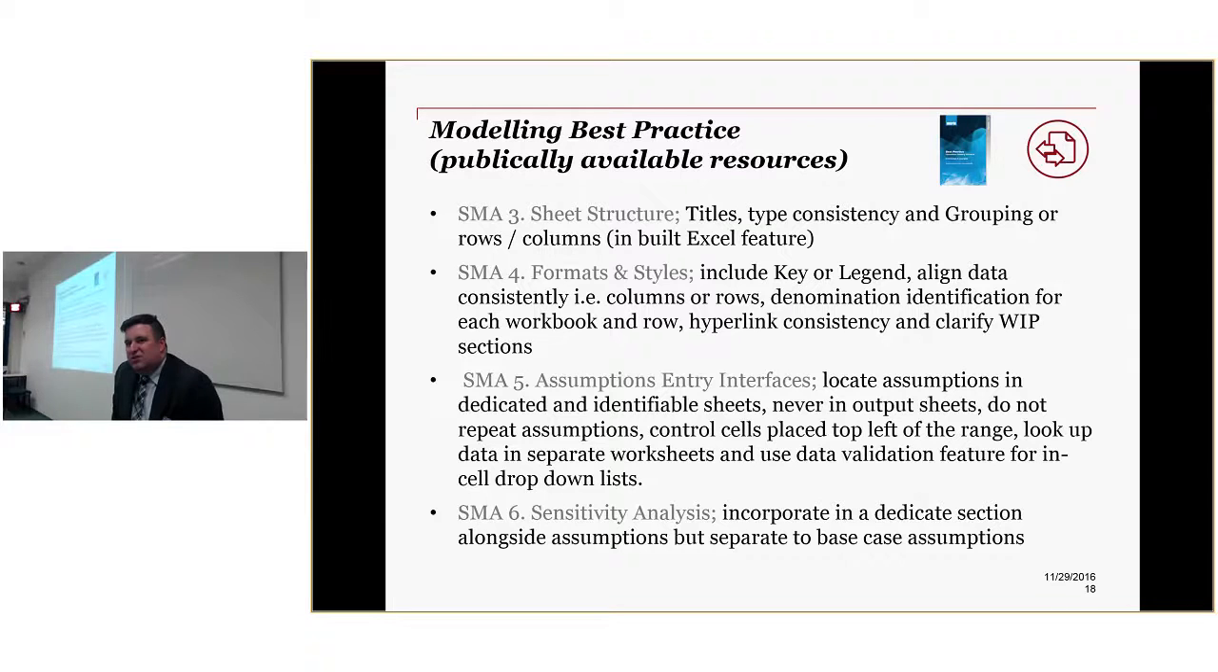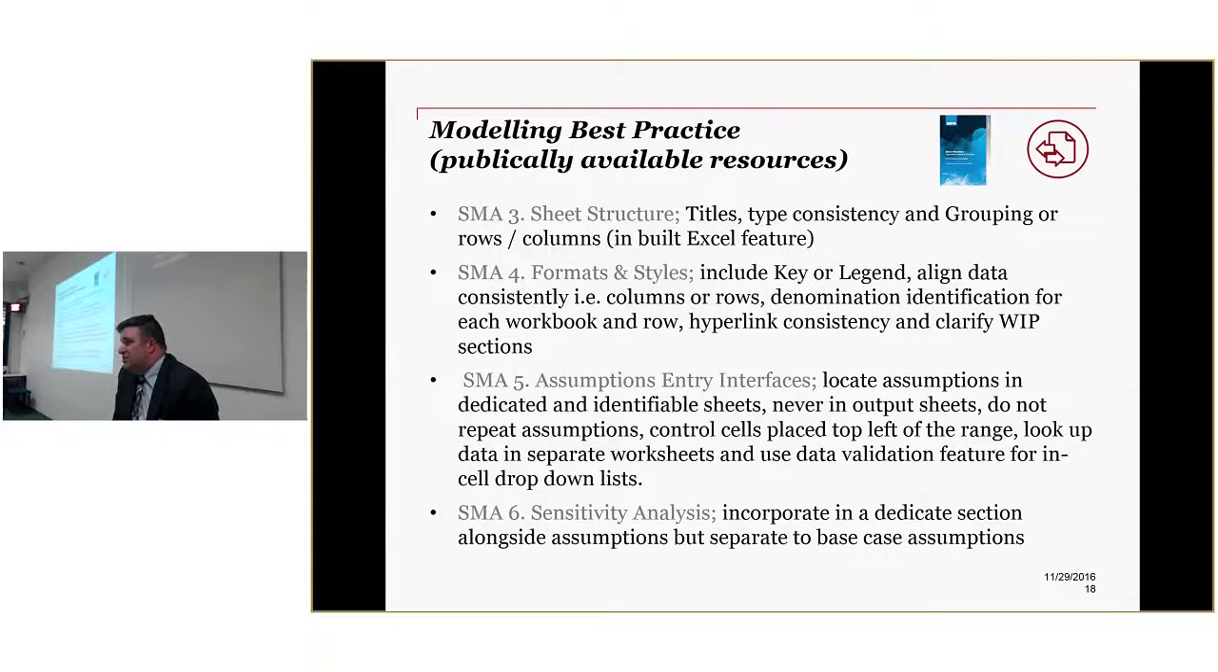Make sure the control cells, which is just a way of putting some of the checks in place, are in the top left of the range, just so that you're always looking at them before you move down the page. Look up data to be used in separate worksheets, and use the data validation function for in-cell drop-downs. Has anyone ever used that before? I'll show you how to do some of that with the models that we're doing as well, but it's one of Excel's inbuilt tools.